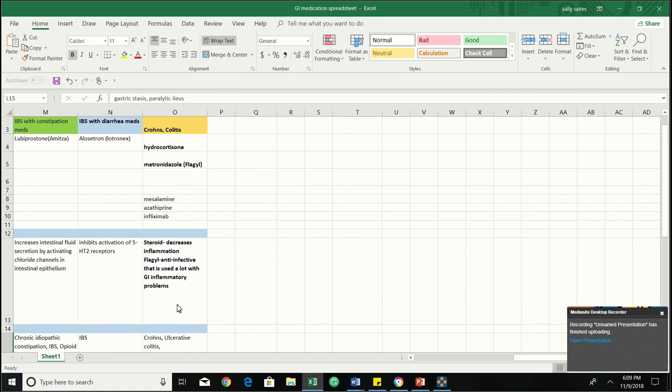I just want you to take a look at these meds. These are the IBS meds, the IBS with constipation meds, the Amitiza to help with constipation, and then the IBS with diarrhea meds, which is the Lotronex. Those are more outpatient medications.